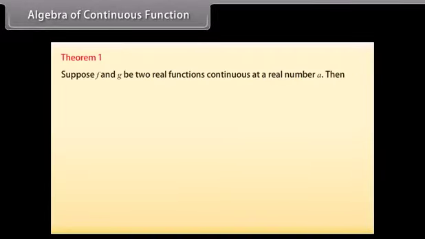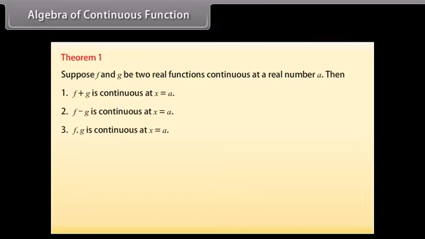Algebra of continuous functions. Theorem 1. Suppose f and g are two real functions continuous at a real number a, then: 1. f + g is continuous at x = a. 2. f − g is continuous at x = a. 3. f × g is continuous at x = a. 4. f/g is continuous at x = a, g(a) ≠ 0.